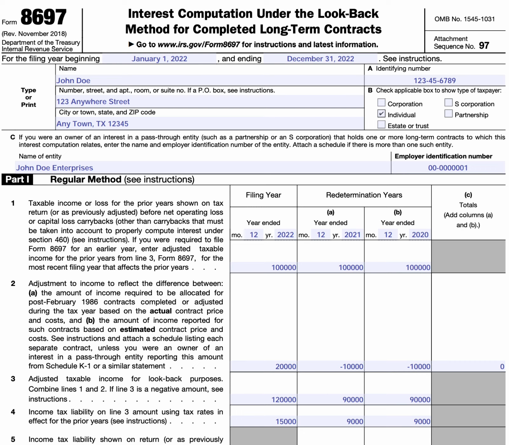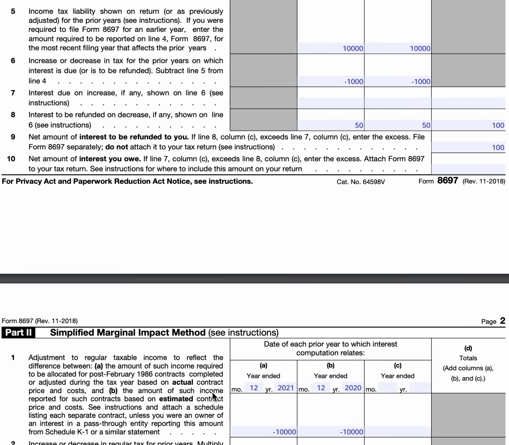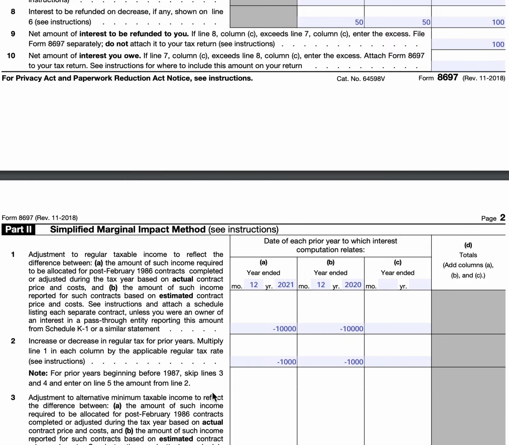to do so. To calculate interest, you can use one of two methods, which are covered in parts 1 and 2. Part 1 covers the regular method, and then in part 2, there is the simplified marginal impact method. Now, taxpayers generally will use part 1 or part 2. They do not use both. In part 2, you would use the simplified marginal impact method to simplify your calculations.